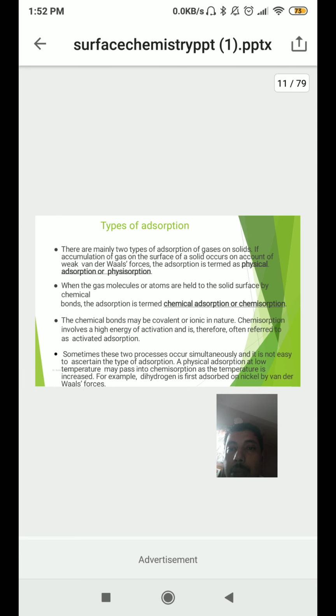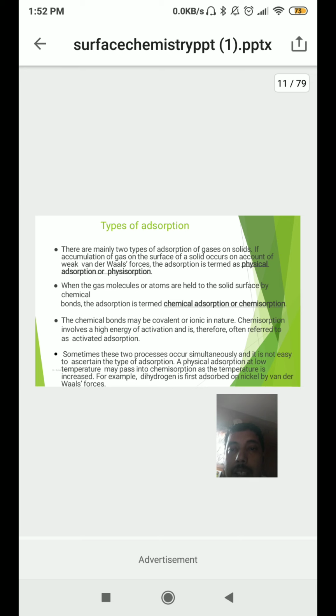Now types of adsorption. There are mainly two types of adsorption of gases on solids. The accumulation of a gas on the surface of a solid occurs in two ways, that is physisorption and chemisorption. Let me discuss physisorption first. Physical adsorption is called physisorption when the gas molecules or atoms are held to the solid surface by weak forces; when they are held by a chemical bond, the adsorption is termed chemisorption. What happened? There are two forces. One is van der Waals force. So when there is an accumulation of gas on the surface of a solid on account of weak van der Waals force, the adsorption is known as physisorption or physical adsorption.